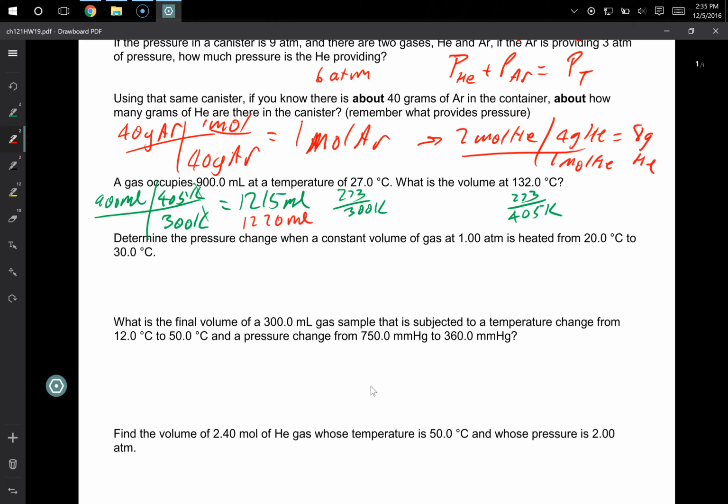Determine the pressure change when a constant volume of gas at 1 atm is heated from 20 to 30 degrees Celsius. So what's the first thing you want to do? Switch it to Kelvin. 273 plus 20 is 293, 273 plus 30 is 303. So it's basically maybe like a steel container. It's a fixed size container. We don't have a balloon this time, and the pressure is going to change. What did I do to the temperature?